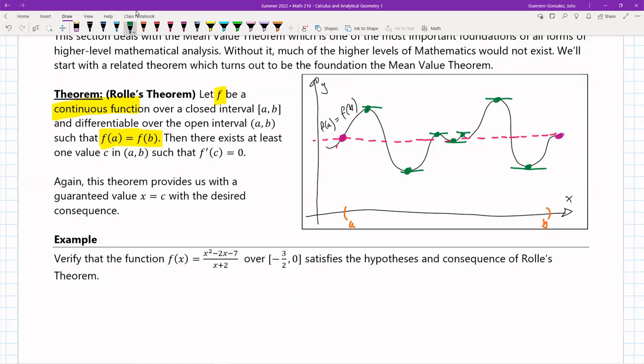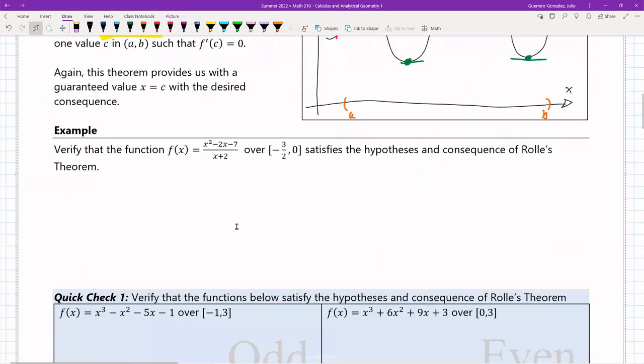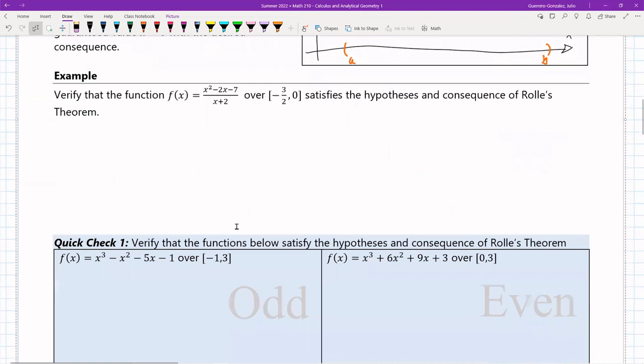So that's, again, like I said, what a theorem is. A theorem is sort of like a guaranteed consequence. So we are guaranteed that there is at least one point where the derivative is equal to 0. Okay. So to show that off a little bit, I'm going to go ahead and do this problem right here. I'm not going to graph it. We'll graph it at the end, so you guys can see what's going on.